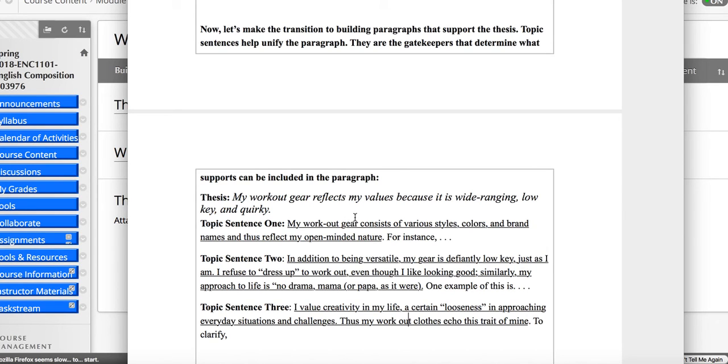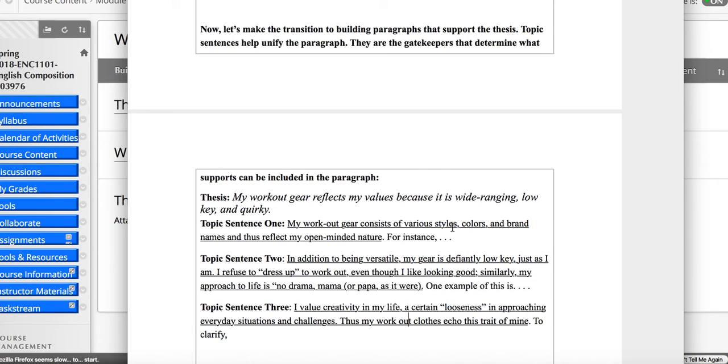My topic sentence clearly anticipates my order: wide-ranging, first paragraph or section for a longer essay; low-key, second section; and quirky, third section. So topic sentence 1: My workout gear consists of various styles, colors, and brand names, and thus reflects my open-minded nature.